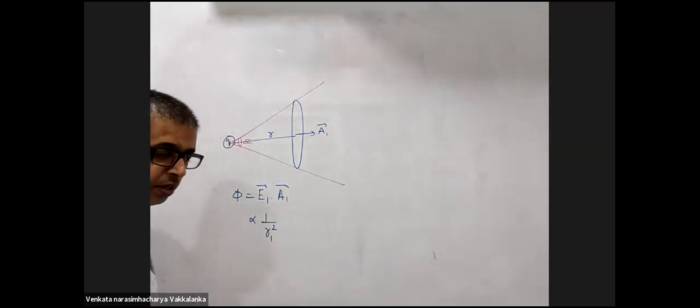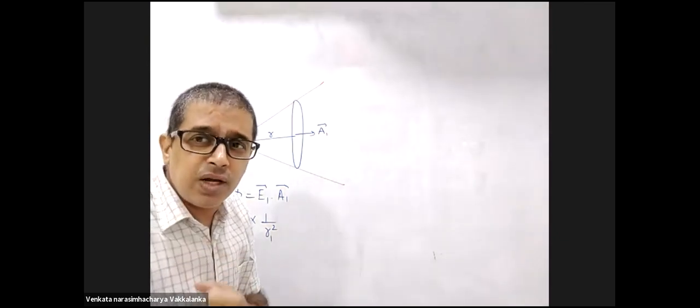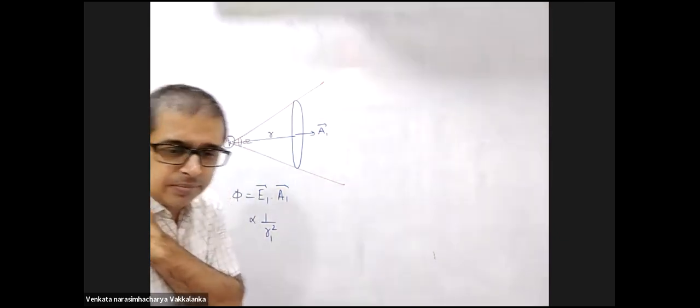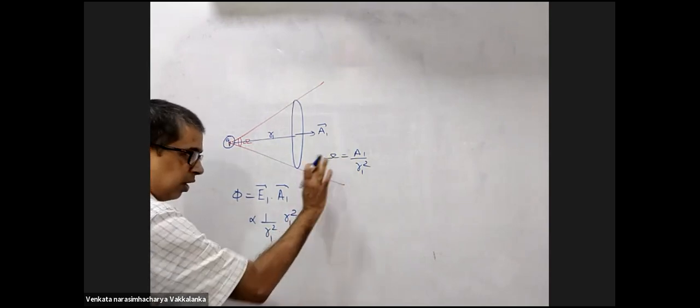E1 is directly proportional to 1 by R1 square, rather inversely proportional to R1 square, by the inverse square law, KQ by R square. For the area, the solid angle is A1 by R1 square. Area is directly proportional to R1 square if the solid angle is the same.